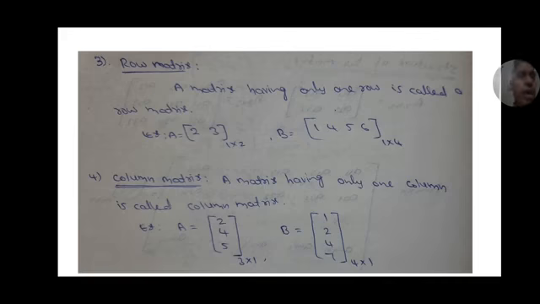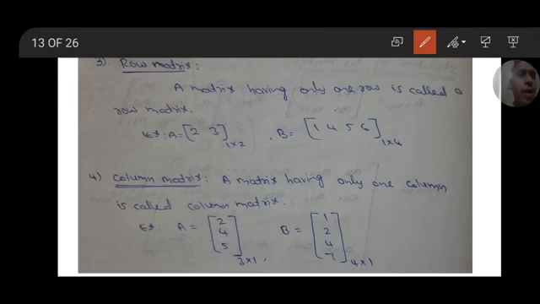Next. Row matrix. Third matrix is a row matrix. Row matrix means a matrix having only one row. A matrix which contains only one row is called a row matrix. For example, A equal to 2, 3: it has only one row and 2 columns, therefore 1 by 2, it is a row matrix. B equal to 1, 4, 5, 6. So 1 row and 4 columns, only one row, therefore it is a row matrix.